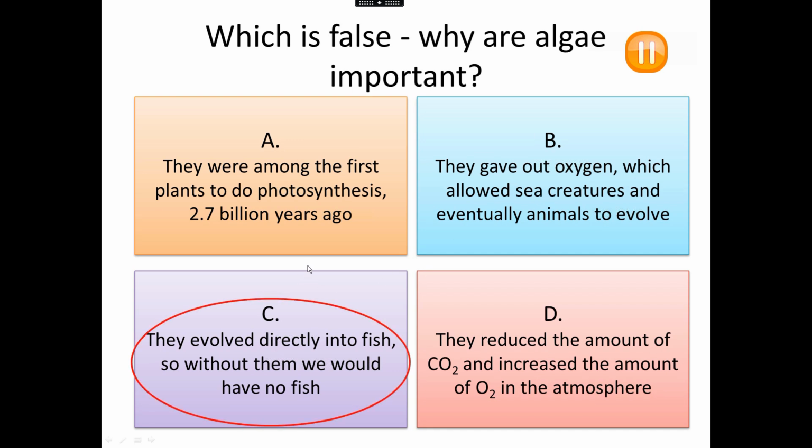Okay, C was the false one. So A, B, and D are true. Algae were among the first plants to do photosynthesis, and it was 2.7 billion years ago. They did give out oxygen, which allowed sea creatures and eventually animals to evolve, and algae did reduce the amount of carbon dioxide in the atmosphere, and they increased the amount of oxygen in the atmosphere through doing photosynthesis.